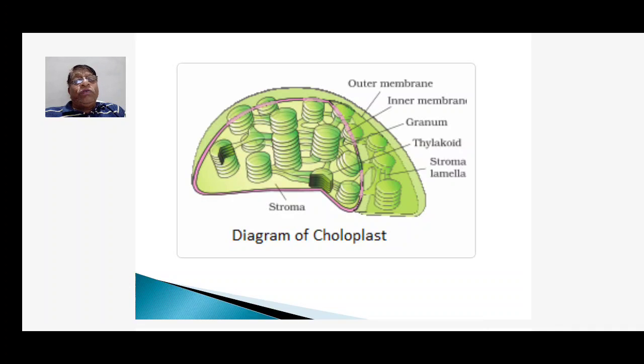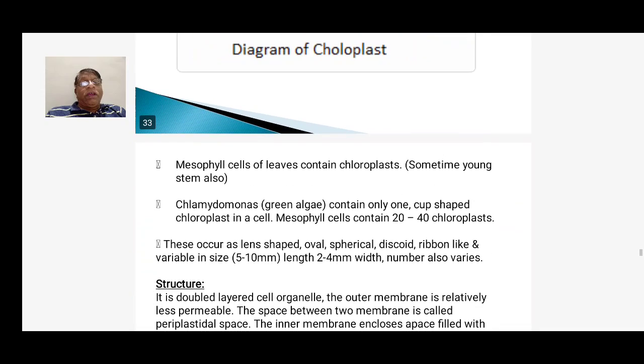The diagram is very important for 3 marks. 6 labeling is essential for 3 marks. Very important diagram for the main examination. Okay. Next, we shall study the structure of chloroplast. Detailed structure.